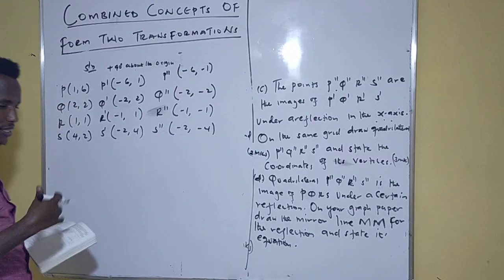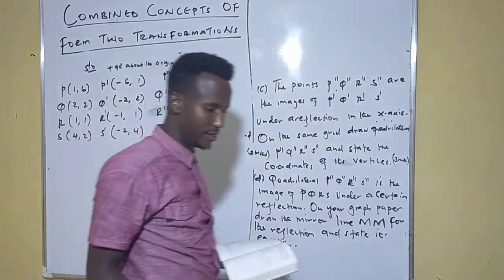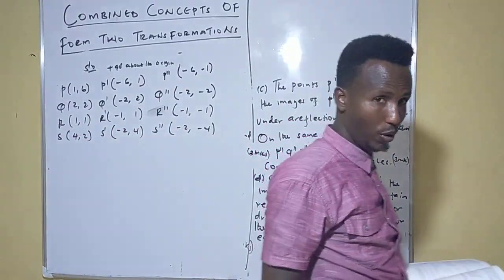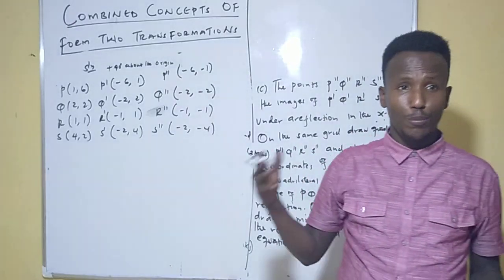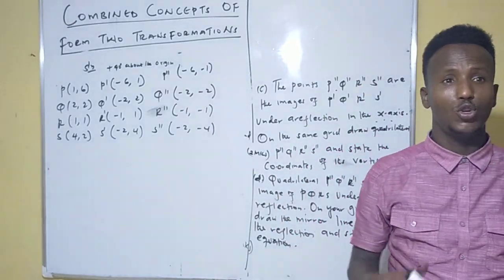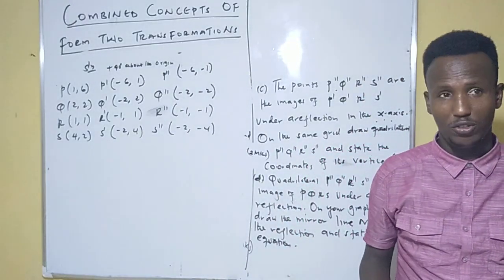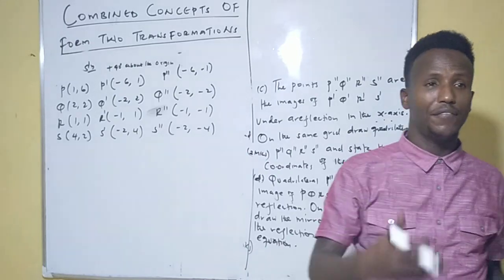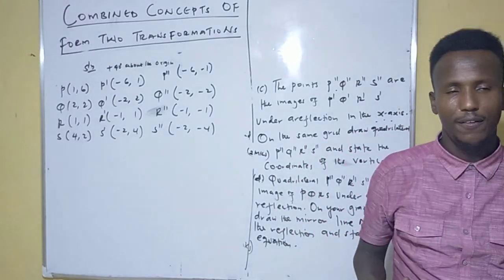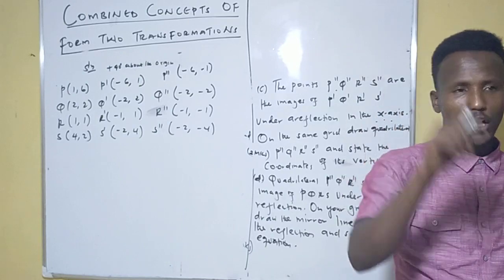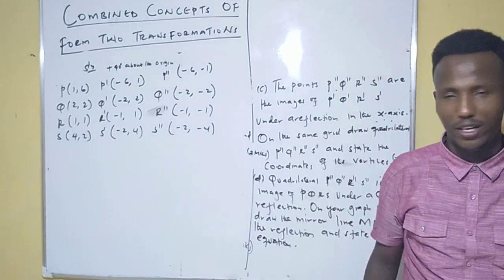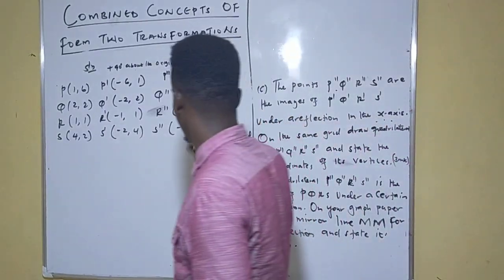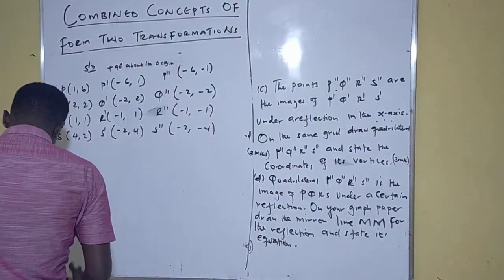We say that if a point is reflected in the x-axis, that is rule number 1: the y-coordinate of the point changes sign, but the x-coordinate remains the same. That's the law. You also plot this one for us.